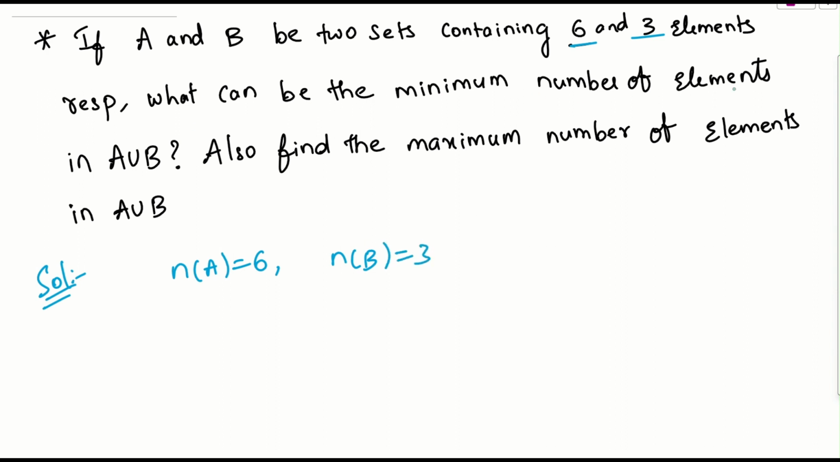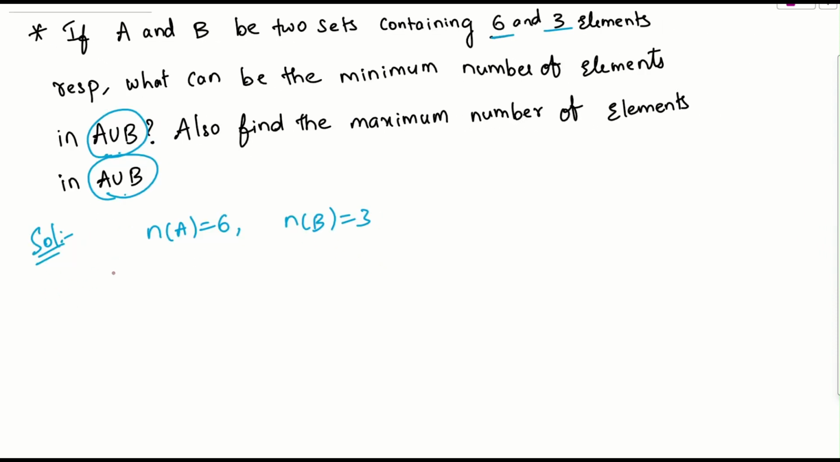So what can be the minimum number of elements in A union B? We need to find this, and also the maximum number of elements in A union B. So we need to find the minimum and the maximum number of elements in A union B.